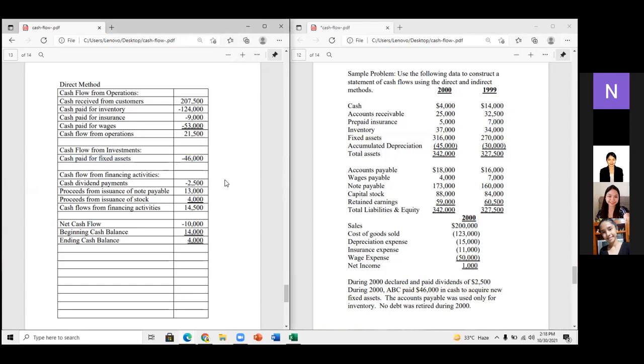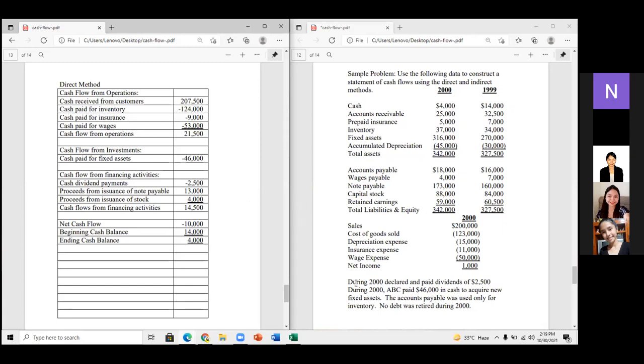And after that, pupunta na tayo sa cash flows from financing activities. Sa financing naman, 'di ba, siya yung mga nasa non-current liability. Sa financing activities, andyan yung mga long-term liabilities and stockholders' equity.